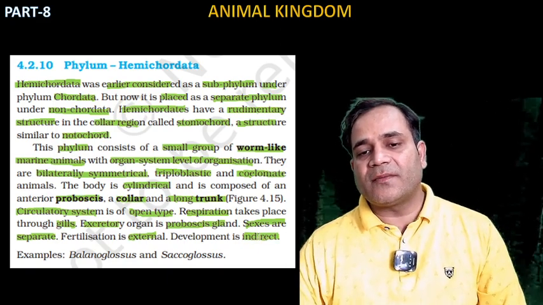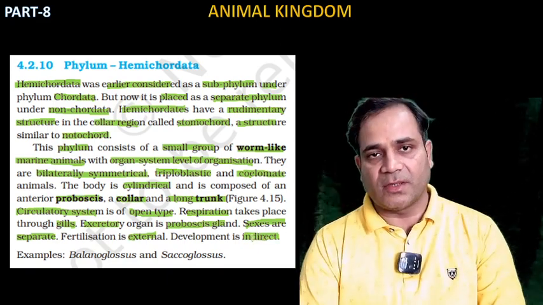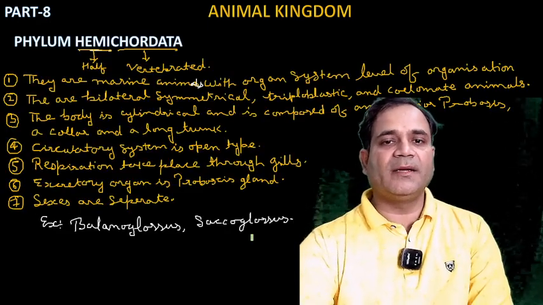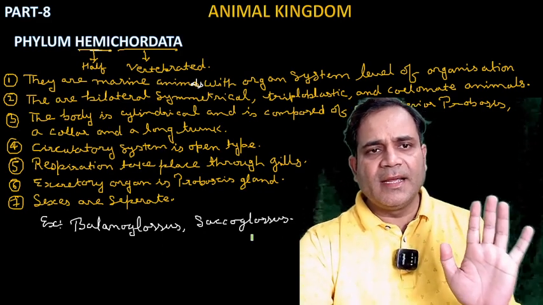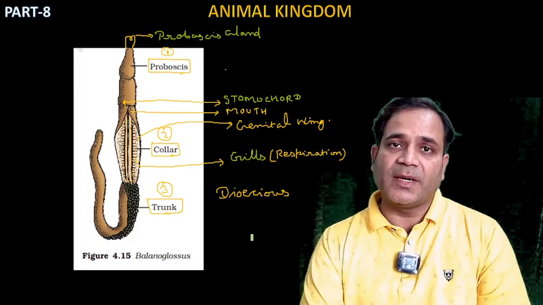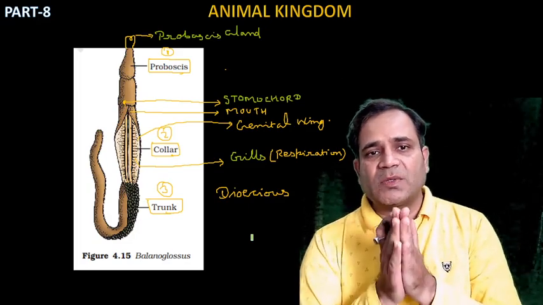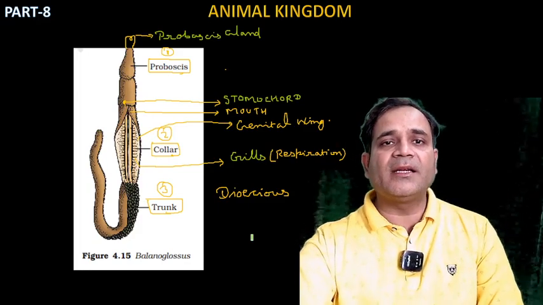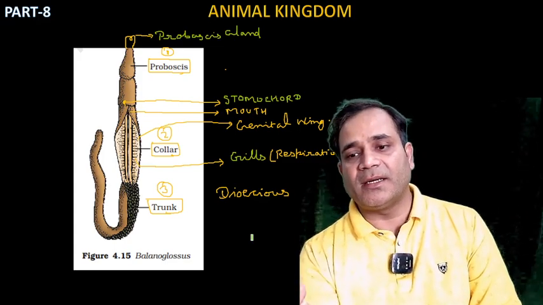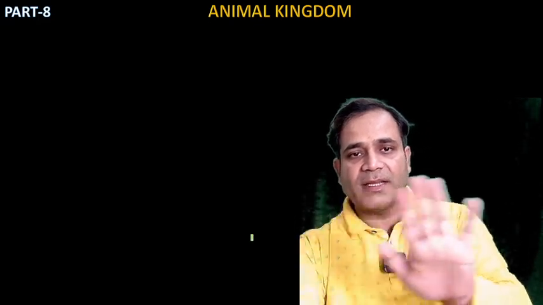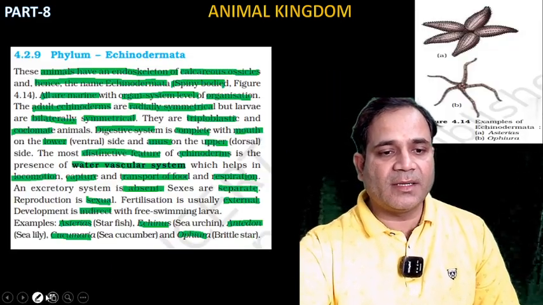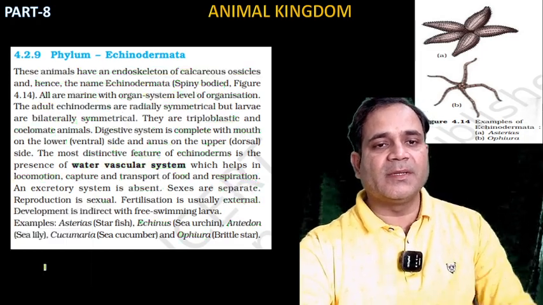So all the things written in your NCERT, I have told you, my dear. Clear? Now in the next part, I will tell you about the phylum Chordata. In this part, I cleared two phyla: number one is Echinodermata, and the phylum Hemichordata. This one is the phylum Echinodermata.